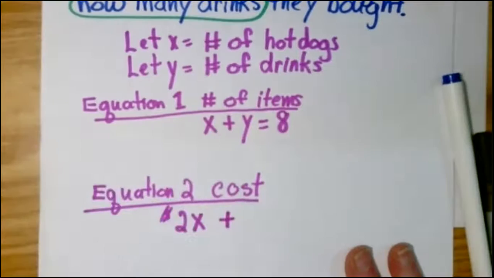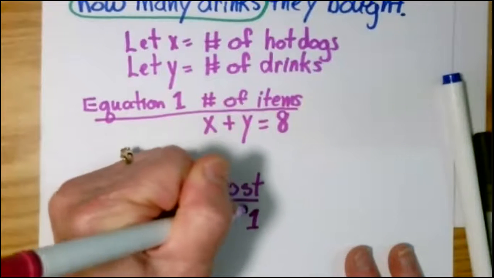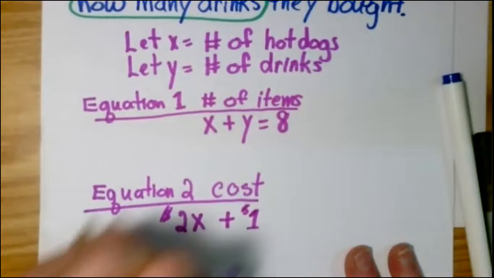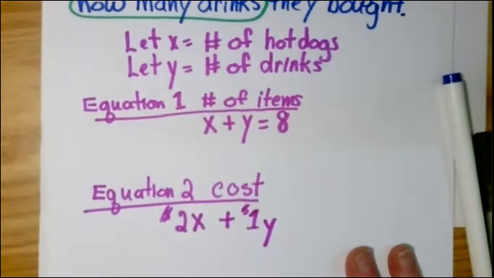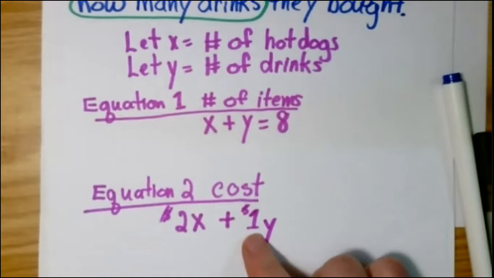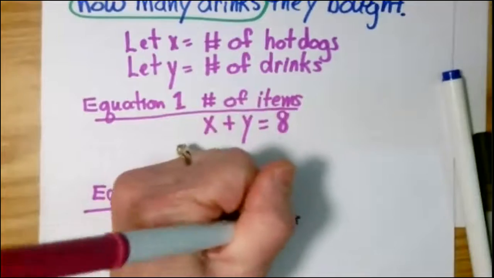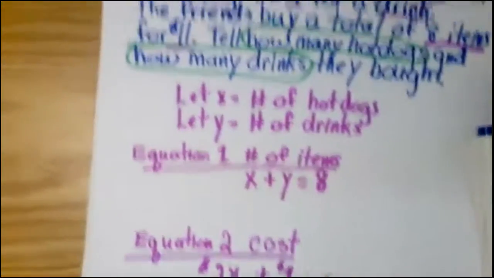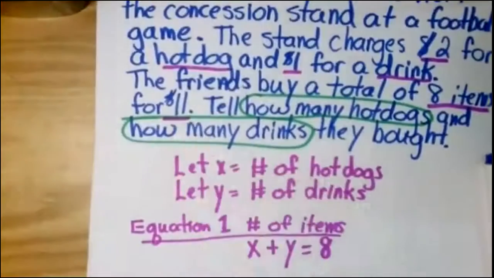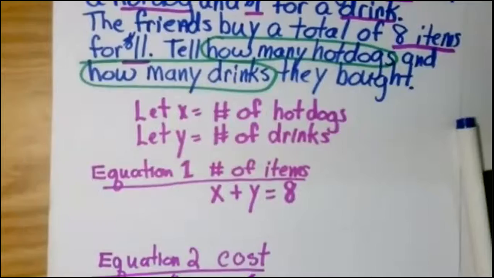Plus, now we need the cost of the drinks. Well, that word problem told us they were $1 times the number of drinks, right? So technically, we could drop the 1 in our equation because any number times 1 is just the number, but we're going to leave it in there just for clarity. And then we know together the total cost they spent was $11. So that's going to go over here.